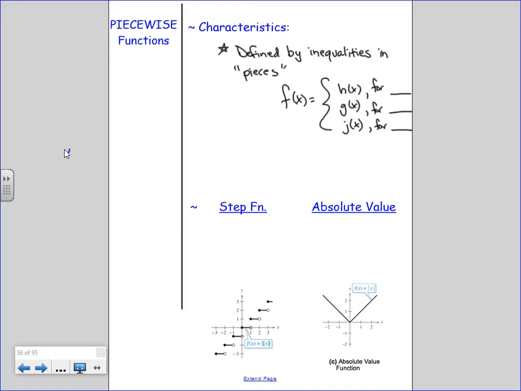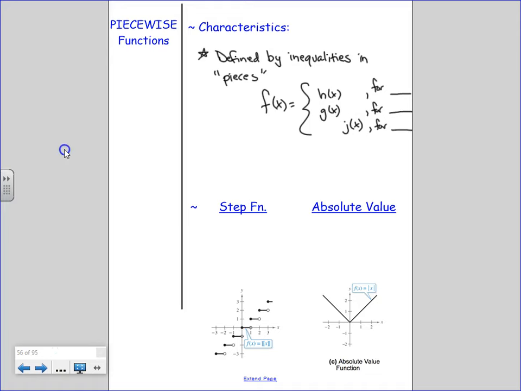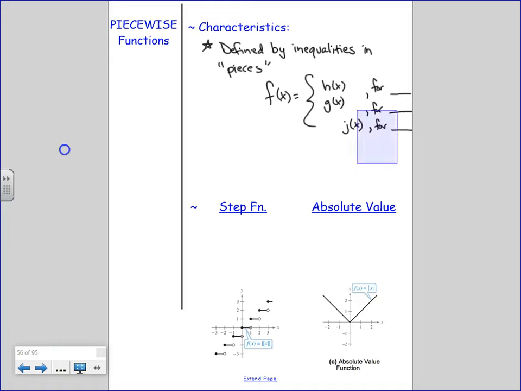I can't tell you the domain. It just depends on the pieces. I wish I could. That's kind of like a case-by-case basis. Let's get everything all nice and lined up. So I can't tell you the domain, can't tell you the range, the exact same reason. Just depends on the pieces that you're given.